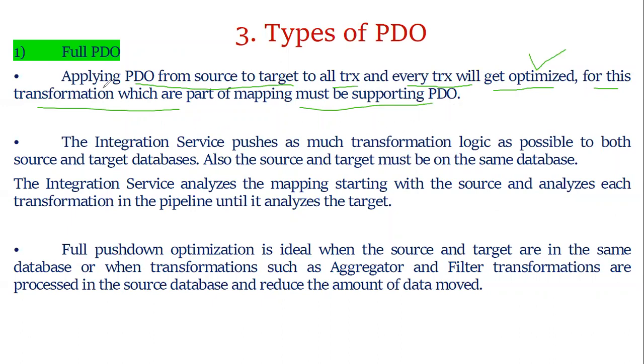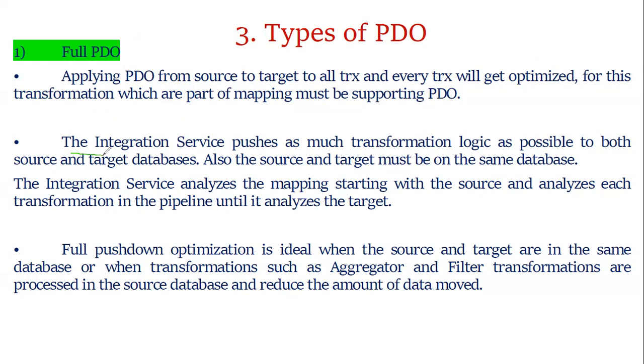So full push down means we apply the push down from source to target to all the transformations. That is the meaning of full push down optimization. All the transformations will get optimized, and the restriction here is that all the transformations must be supported by push down optimization. If there is a transformation which doesn't support it, that particular transformation will not get converted into SQL queries, and it will not get executed on the database side.